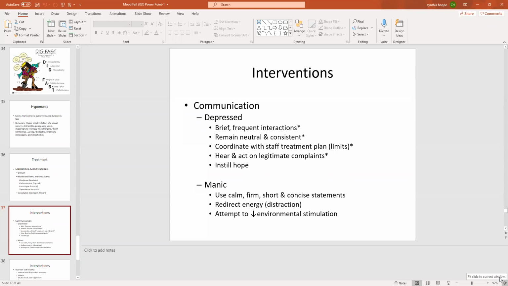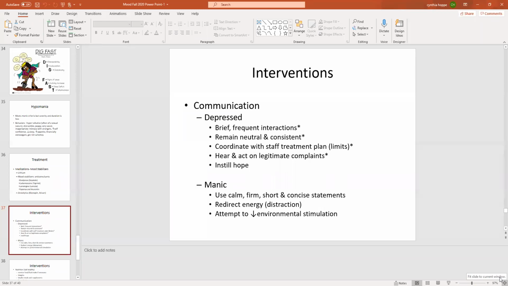Manic, we're going to have to redirect them. Big thing about group activity, whether they stay in group, whether someone sits next to them and constantly reminds them to be quiet. We're focusing on whatever the focus of group is. And we try to decrease environmental stimulation. If you see they're getting hyperactive, maybe they shouldn't be in that day room. Maybe it's time to turn that TV off or have more soothing music.